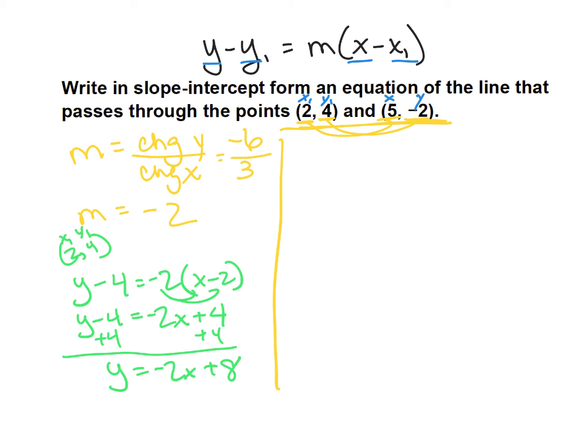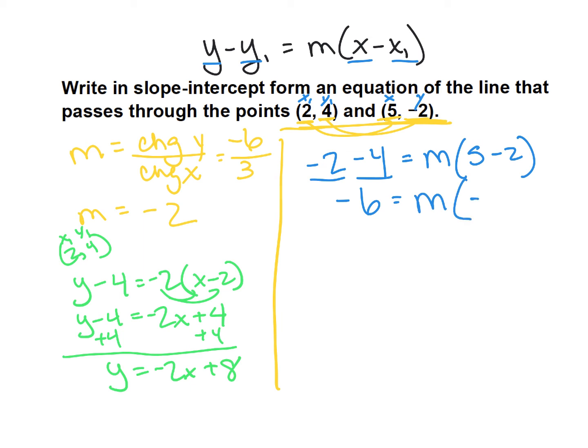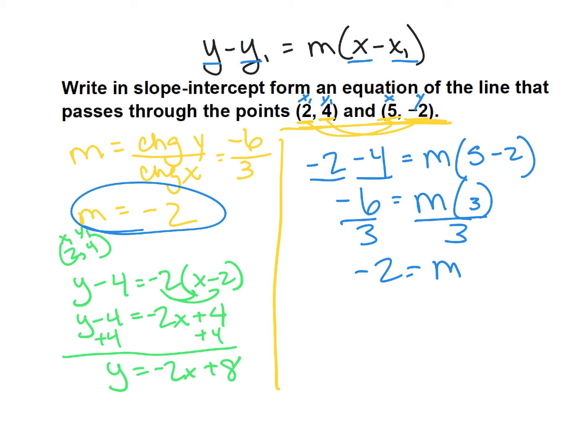So my y's would be negative 2 minus 4 equals m, which we don't know yet, and that would equal m multiplied by 5 minus 2. So negative 2 minus 4 gives me a negative 6. M times 5 minus 2 is 3. I'm going to divide by 3 on both sides. So my m equals a negative 2, which is what I got right here. So then I would follow all of that.